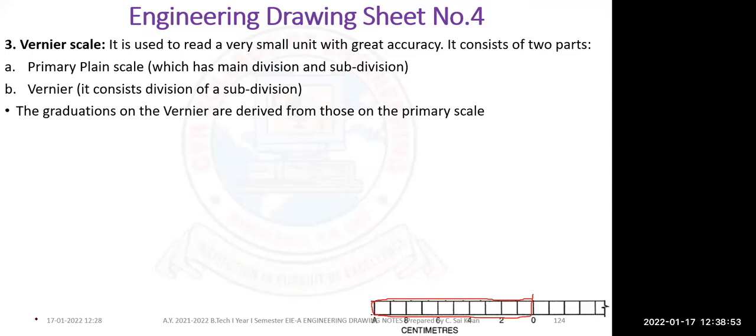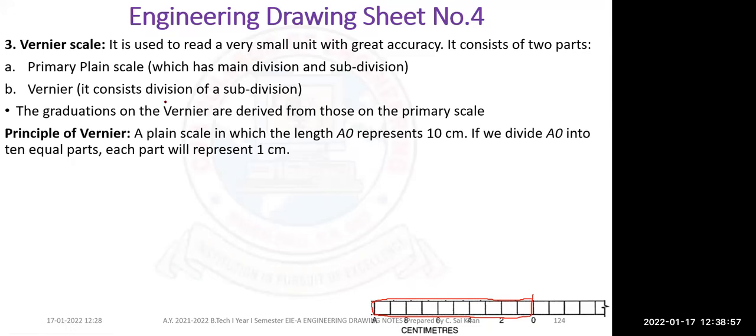Then what I have to do is, I'm explaining the backward Vernier. So listen. Whenever I take the principle of the Vernier, I'm explaining: AO represents 10 centimeters. We are dividing this AO into 10 equal parts. Each represents 1 centimeter.